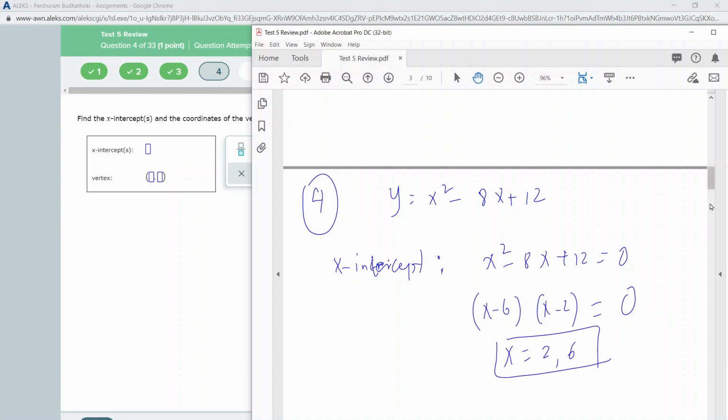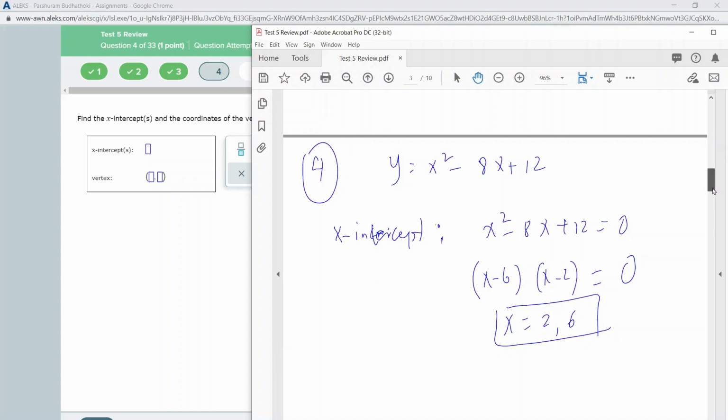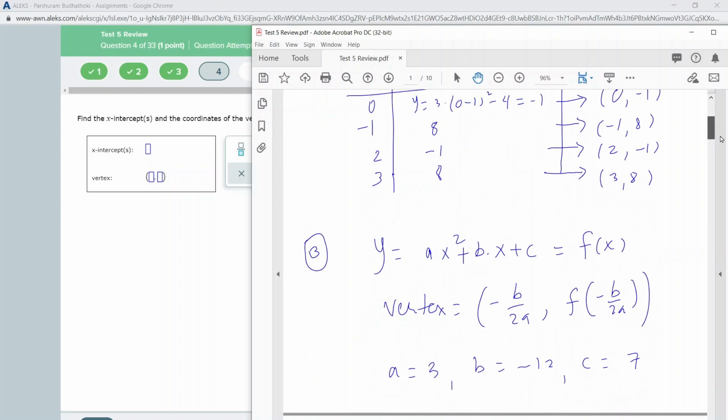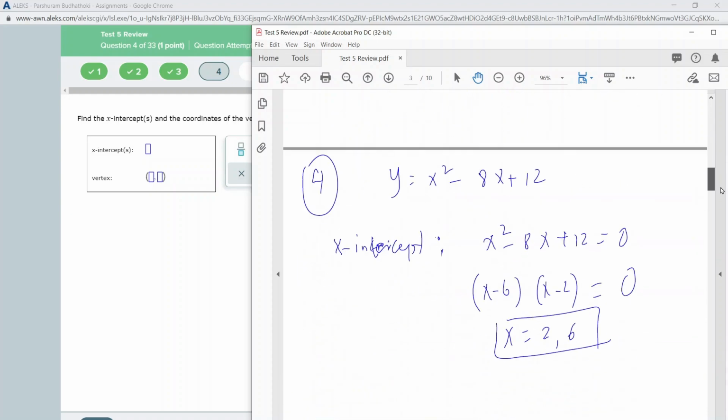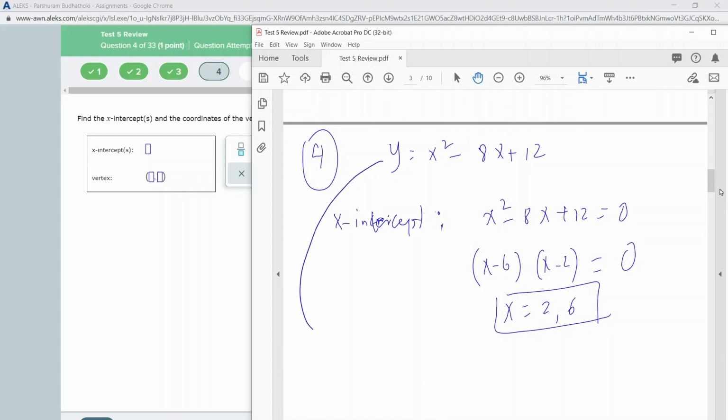And for finding the vertex, you can use the formula the way I used it in problem 3, or you can change it to the vertex form. Because I already used the formula, I'm going to use the vertex form here. We need to complete the square. We need to add and subtract something so that this becomes a completed square. For that, we add half of it, which is 4 squared, and subtract the same thing, and that will give us x minus 4 squared for the first 3 terms.